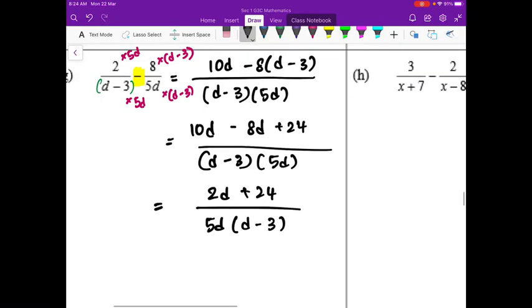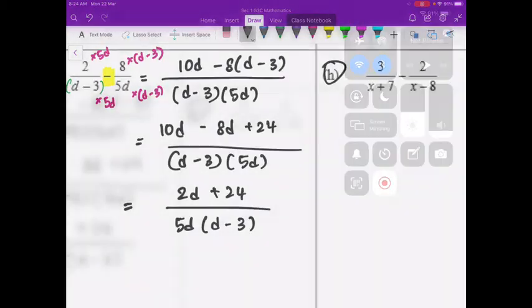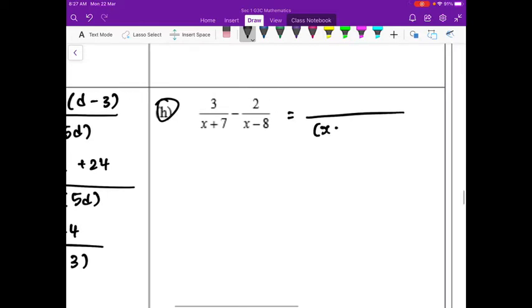Now try part H by yourself. Part H. So for the denominator, we are going to have x plus 7 multiplied by x minus 8 as our denominator. That's the first part, because we don't have any common factors. So in our denominator, x plus 7, x minus 8. Straight away we can combine already.